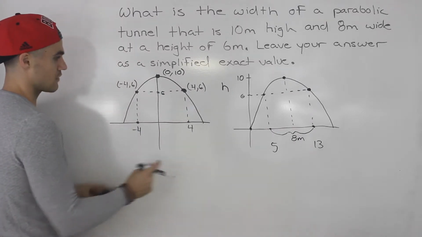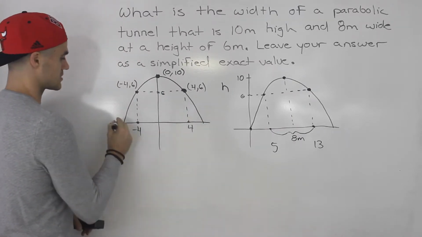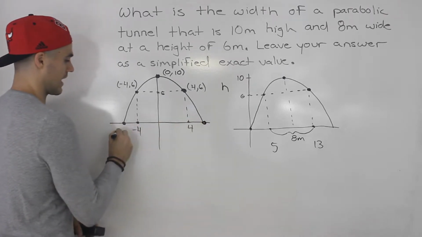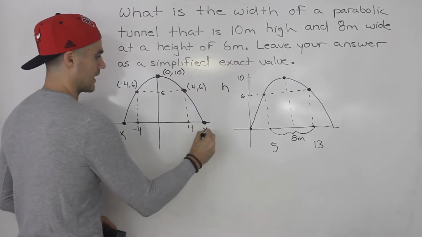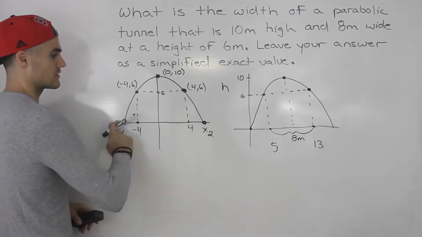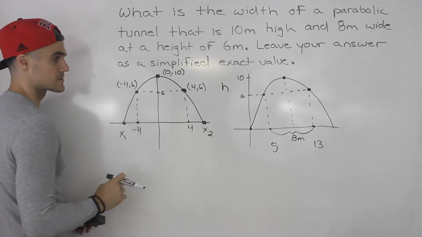And now what we're solving for is how wide this tunnel is. So what we can do is we can solve for the x-intercept. So let's call it x1 and then x2. And then the difference between x1 and x2 will give us how wide this tunnel is.